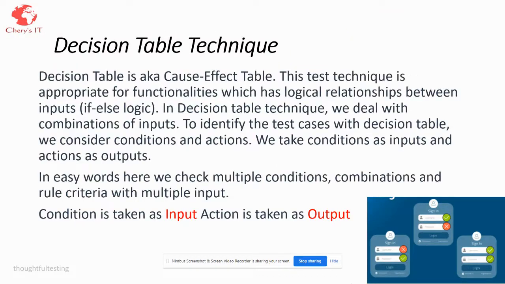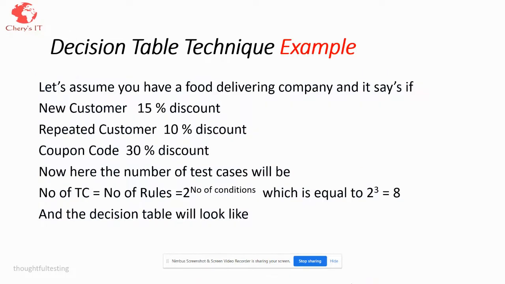Now let's move on to another technique, which is the decision making technique. It is generally based upon conditions and combinations. In this technique, conditions are taken as input and action is taken as output. What do I mean by this? This is actually a table which helps you in understanding. Let's take an example. Assume that you are owning a company, like I have written, a food delivery company. It can be anything.